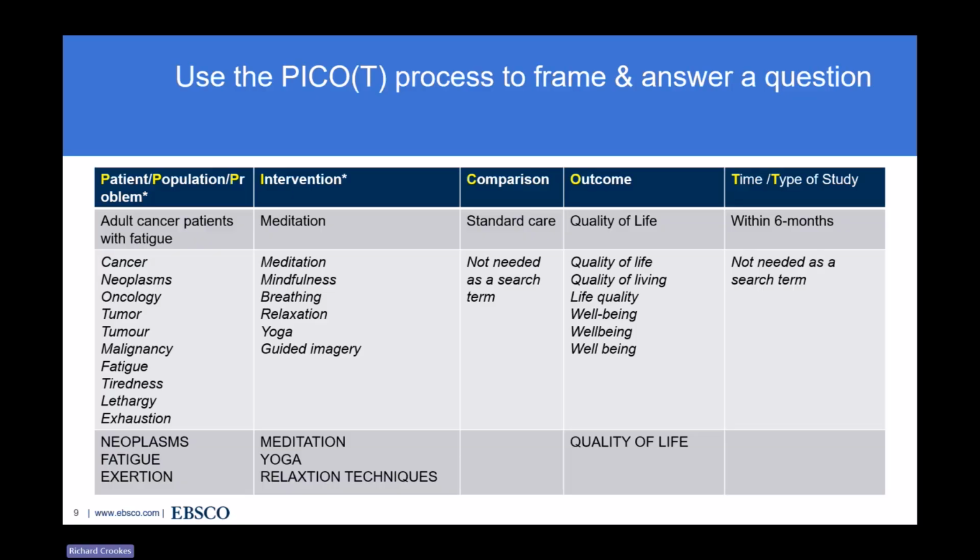MEDLINE focuses primarily on biomedical literature, whereas the CINAHL database is nursing and allied health. So there are variations in some of the terms used. There are obviously some that are identical. So neoplasms, fatigue, exertion could be CINAHL headings that we're using, meditation, yoga, relaxation techniques also, and of course, quality of life. So we're using a combination of keyword searching and subject searching. And now, of course, with keyword searching, you are kind of second guessing the authors, the researchers, the experts, what they refer to in their literature, in their articles, in their papers, in terms of condition, intervention, and so on.